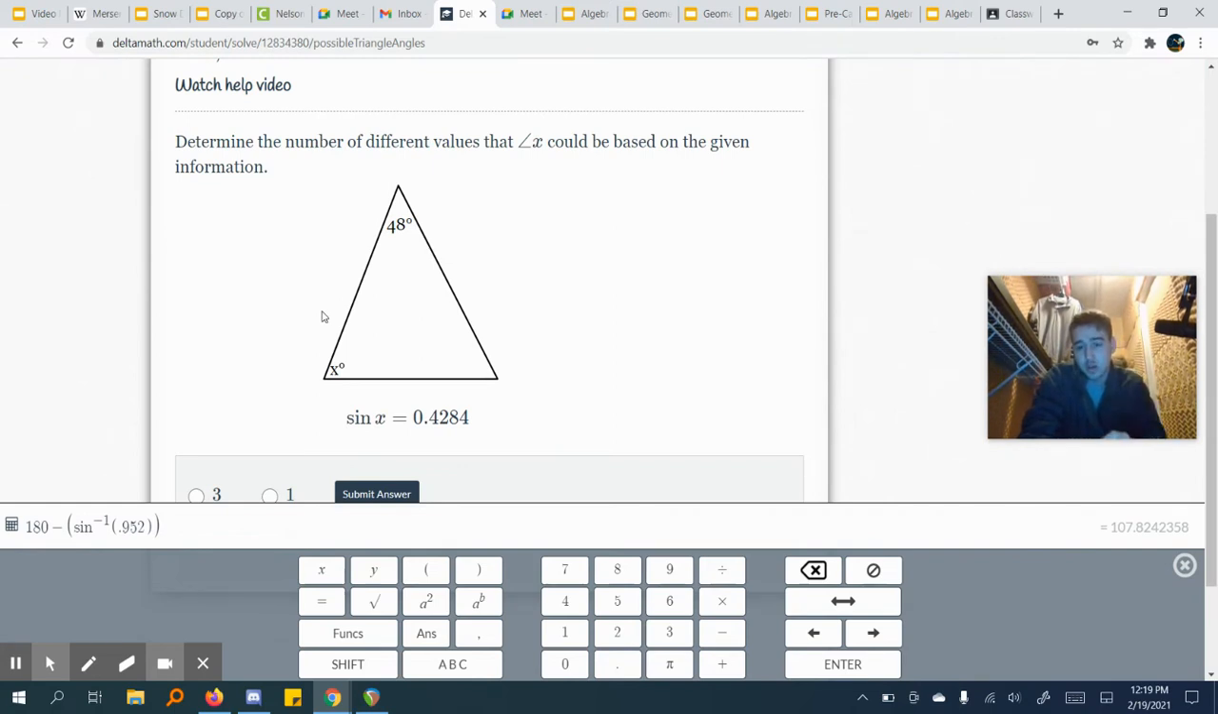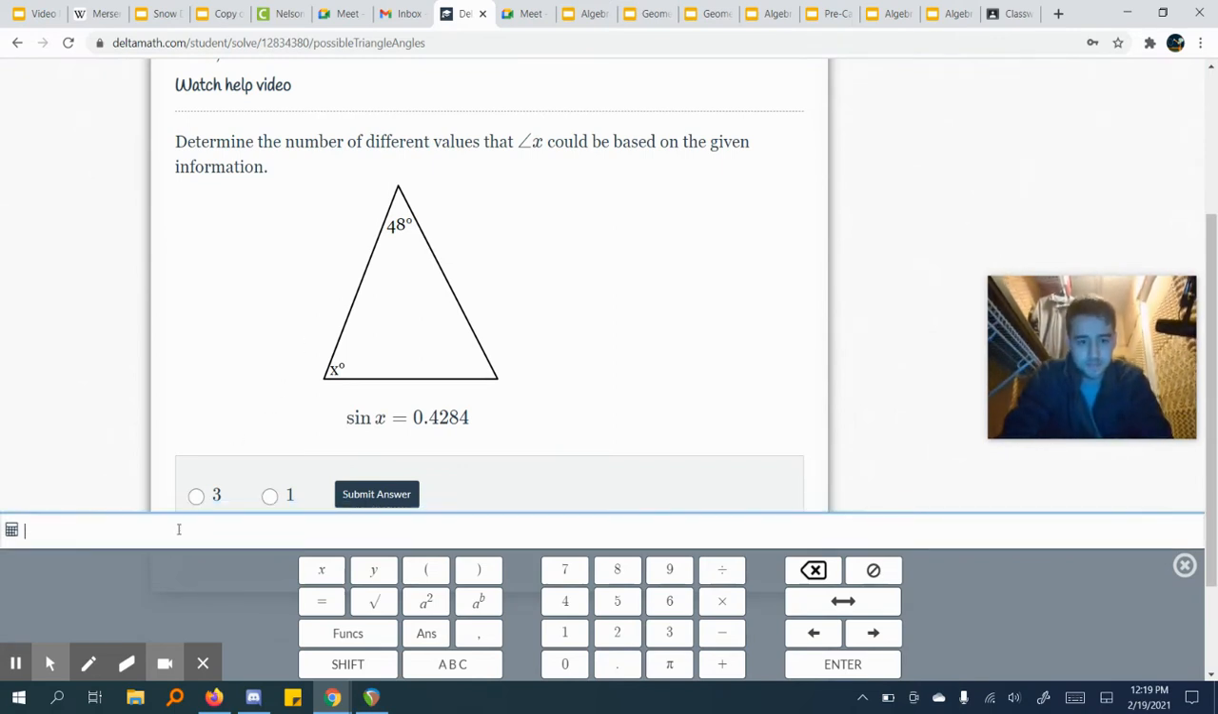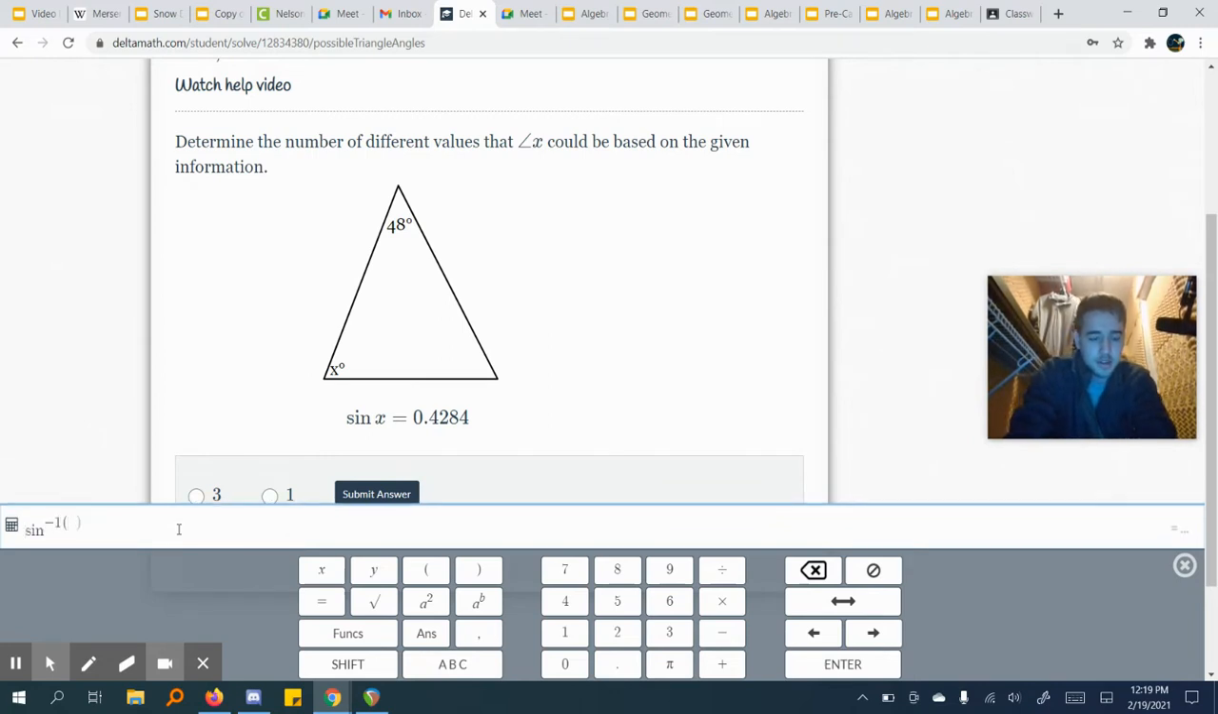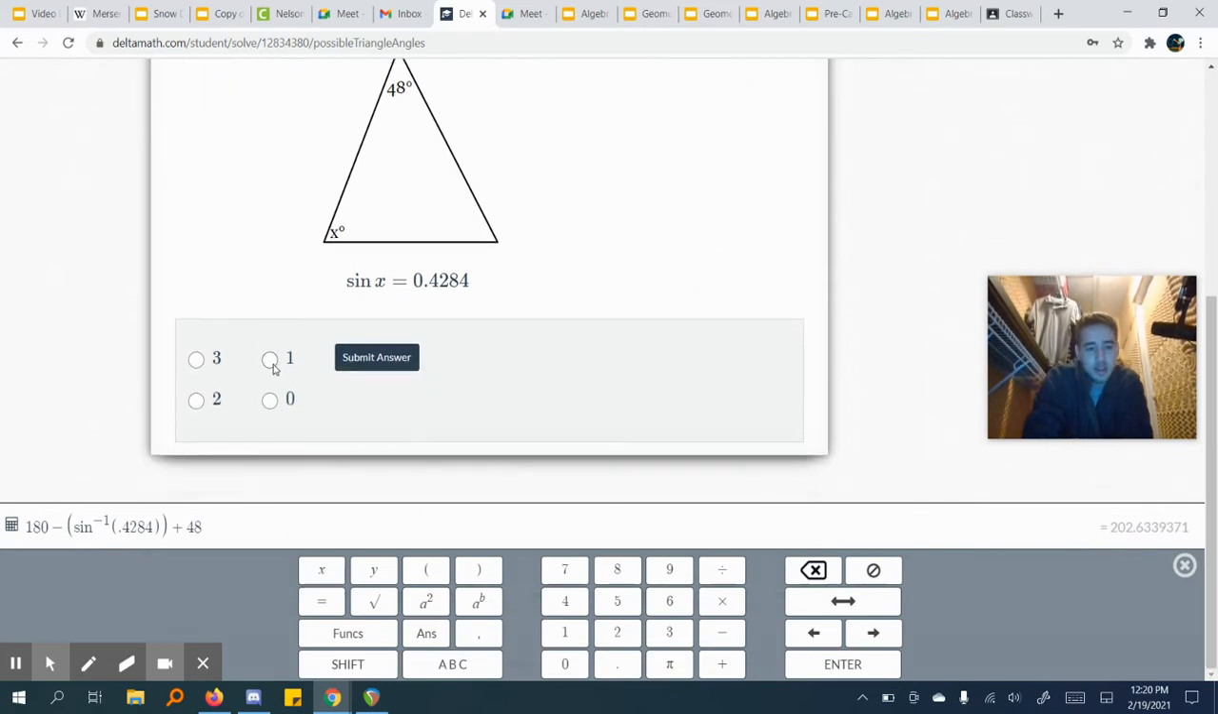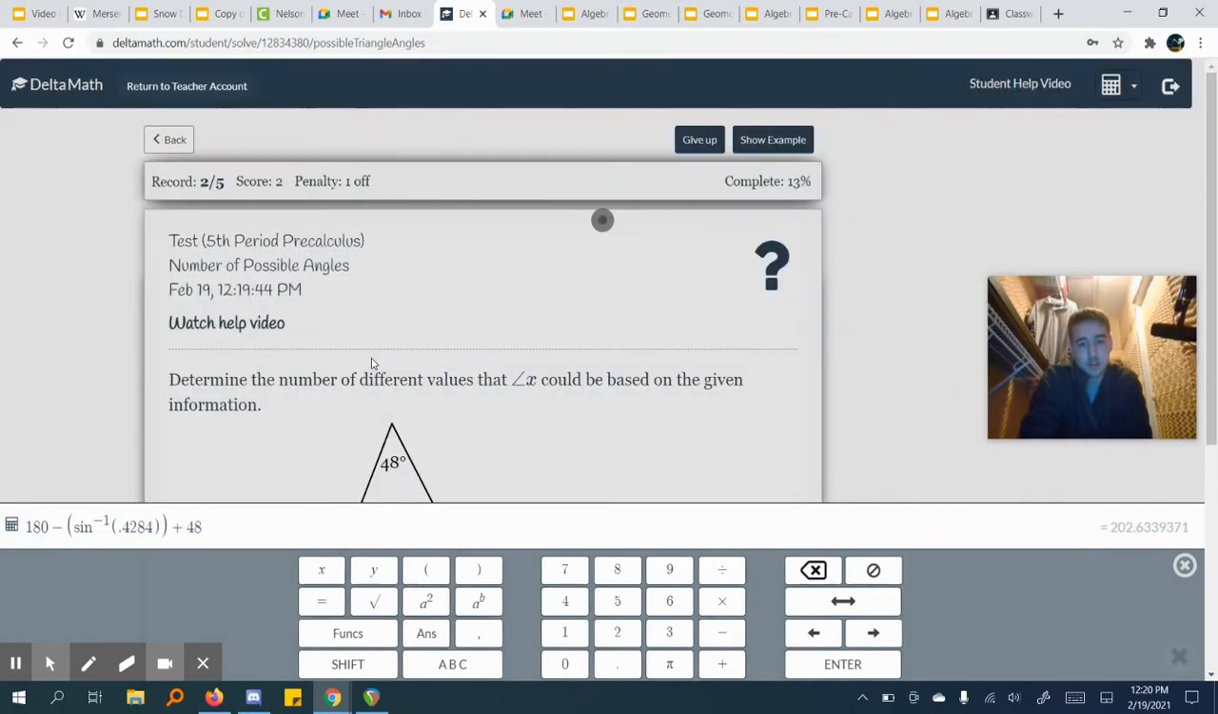This one is where we're going to get a different answer. So inverse sine of 0.4284 is 25 degrees. Perfect. 25 and 48 are less than 180 together. But 180 minus that deal is 154. And now we'll run into something interesting. 154 plus 48 is greater than 180 degrees, as we see here. So that means that only the other angle is going to fit. So only one of them is going to work.